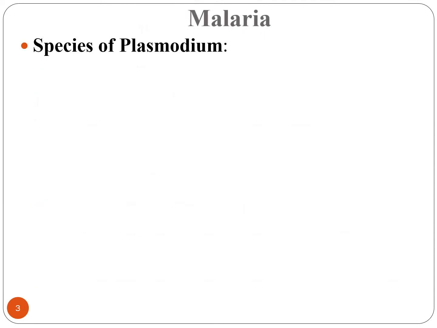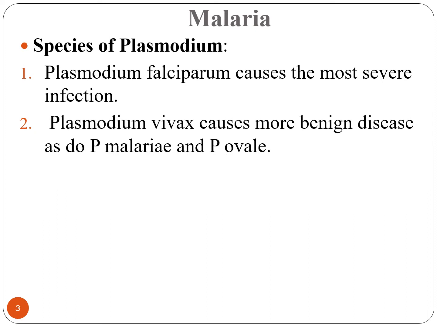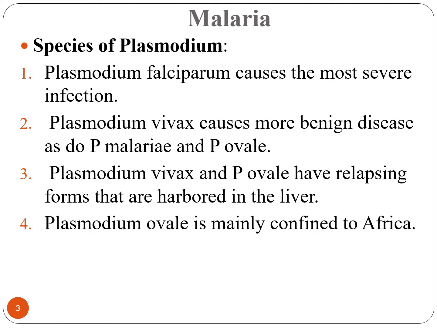First, we'll talk about malaria, and we know that there are 4 different species of Plasmodium. Plasmodium falciparum causes the most severe infection, cerebral malaria, and Plasmodium vivax causes more benign disease, as do Plasmodium malariae and ovale. Plasmodium vivax and ovale have relapsing forms that are hidden in the liver, so they cause relapsing fever because they can be dormant in the liver. They are called so due to their liver stage. Plasmodium ovale is mainly confined to Africa.